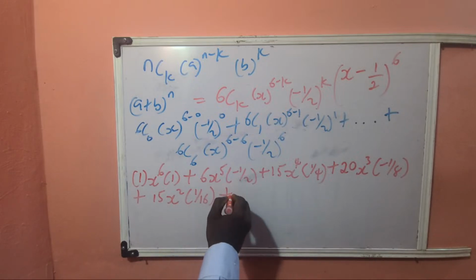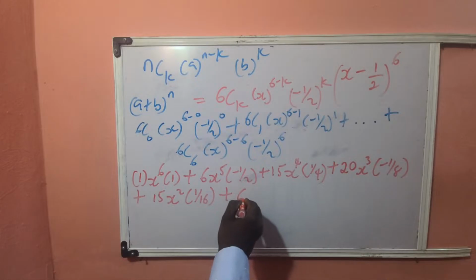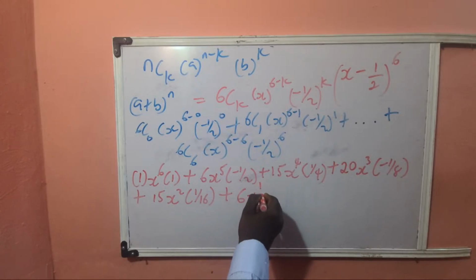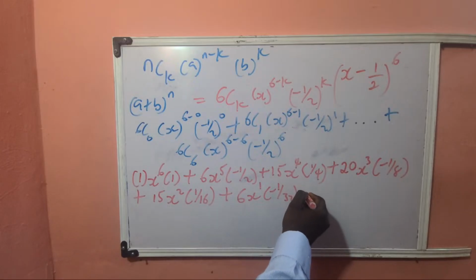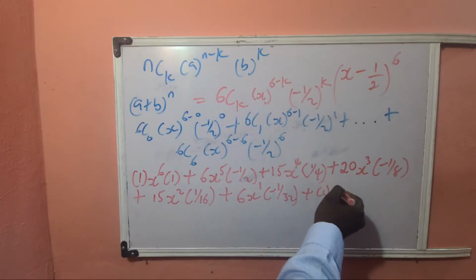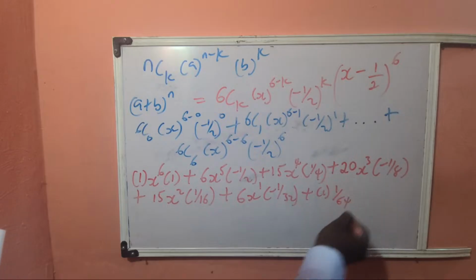Then the next term will be plus 6 x raised to the power 1, times minus 1 over 32. Then we have plus 1, times 1 over 64. So this is some of the terms you will get. I'm sure you guys should be able to relate to this while solving.